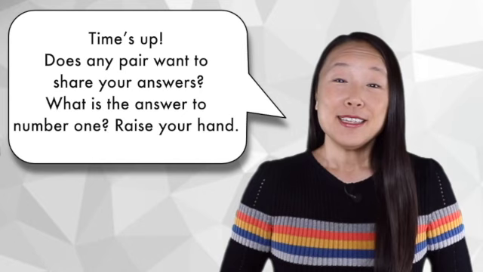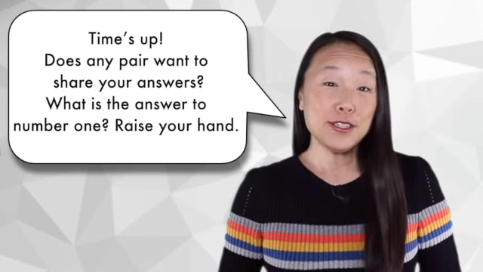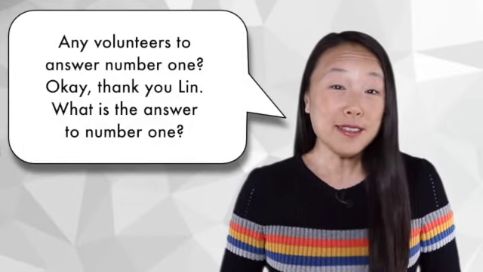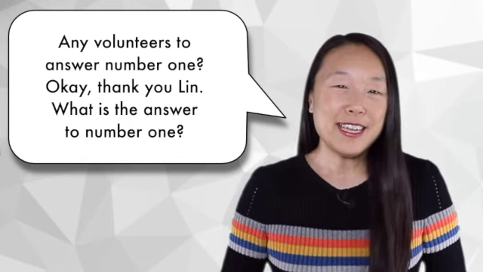Step 7. The teacher can announce that time is up and go over the answers. There are also several different ways to do this to increase student engagement. "Time's up! Does any pair want to share your answers? What is the answer to number 1? Raise your hand." As the students volunteer answers, the teacher can write down their answers on the board using complete sentences. Or a volunteer from each pair can come up to the board and write the answers. The teacher can say, "Any volunteers to answer number 1? Okay, thank you, Lynn. What is the answer to number 1?"